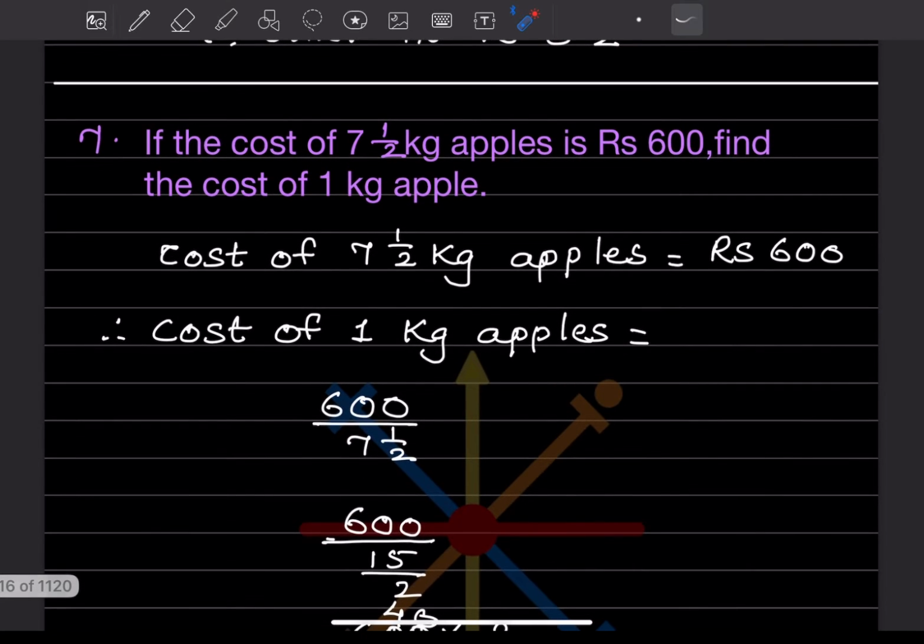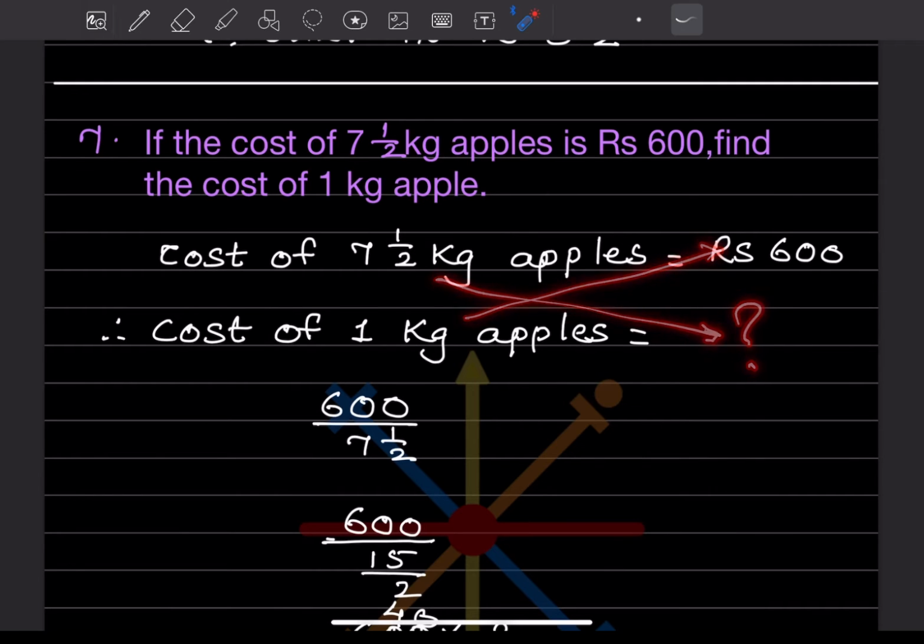If the cost of 7.5 kg apples is rupees 600, find the cost of 1 kg apple. So we can write here 7.5 kg apples, that is given as rupees 600. So the cost of 1 kg apple. Here, below this kg, if you write this kg, that becomes easier. So what will you do? We don't know what it is, so we are going to cross multiply.